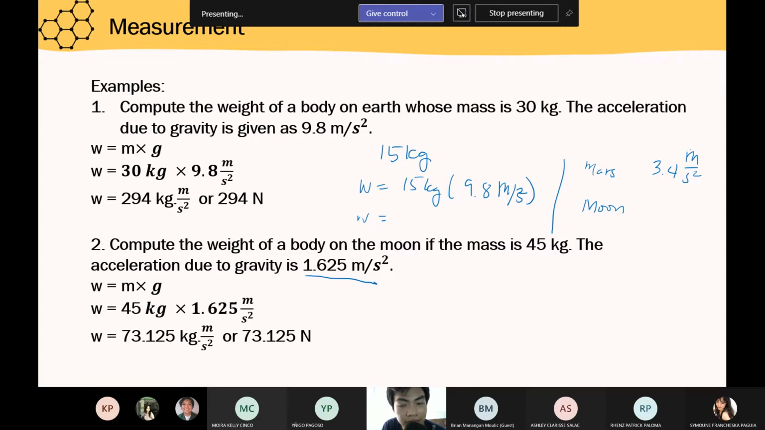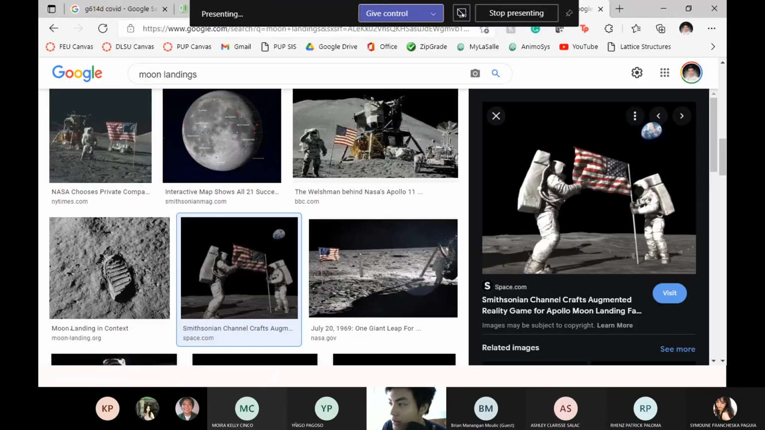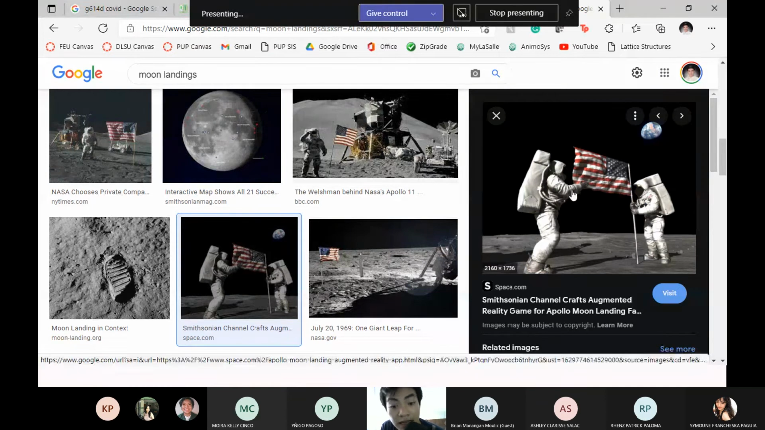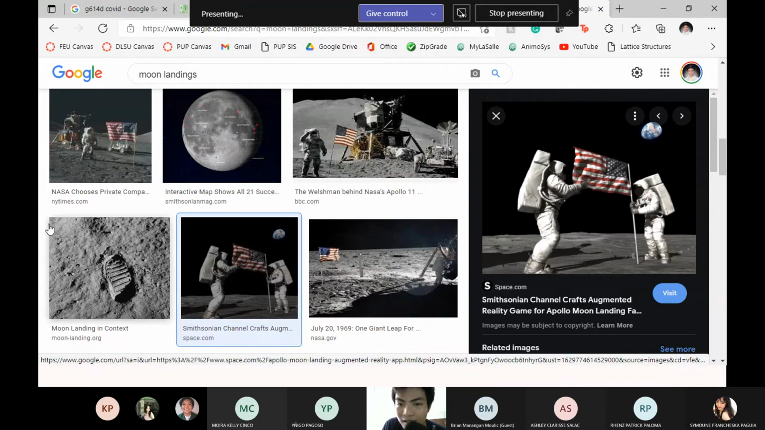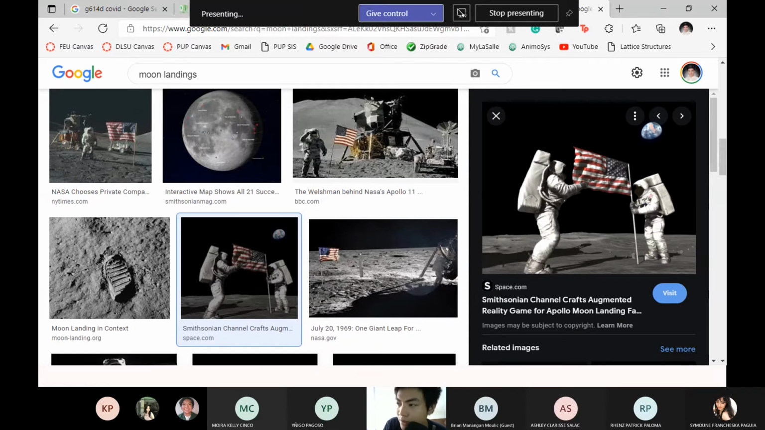So yun yung failure nila to recognize that objects in the moon are lighter in terms of weight because of the lesser gravitational pull on the moon. Pero pag sa Earth yan, di yan kaya makatayo. Hindi nila kaya makatayo alone. So minsan sinusuportahan sila ng other people kasi super bigat niyan.